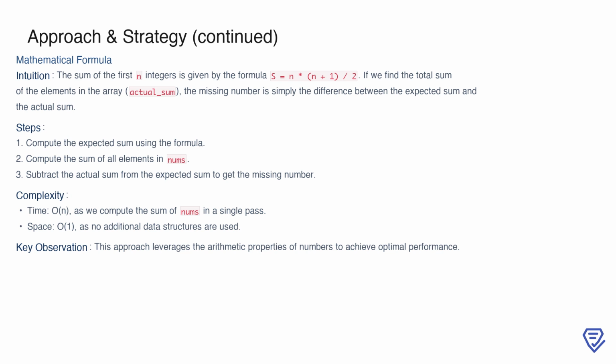This method is incredibly efficient, with a time complexity of O(n), since we only need a single pass to compute the sum of the array, and a space complexity of O(1), as no additional data structures are required. This approach leverages the arithmetic properties of integers to deliver optimal performance, making it both simple and powerful.